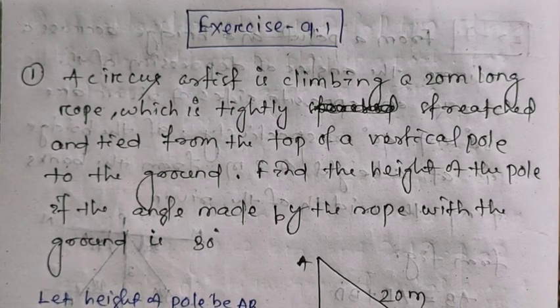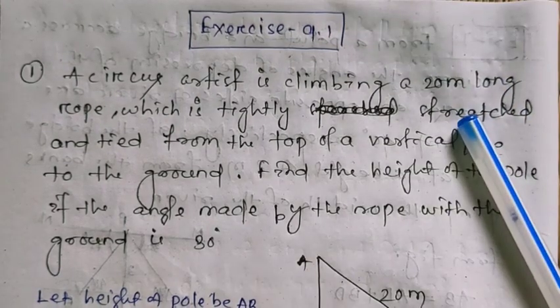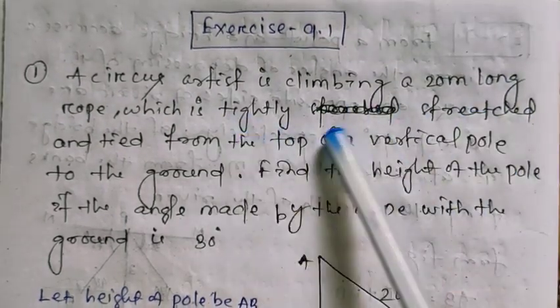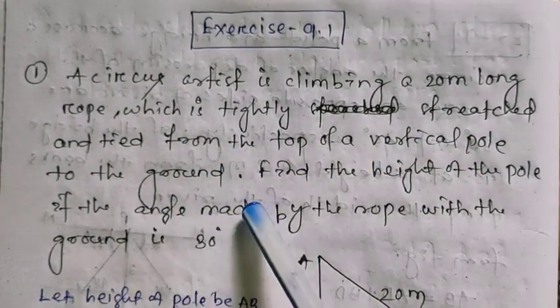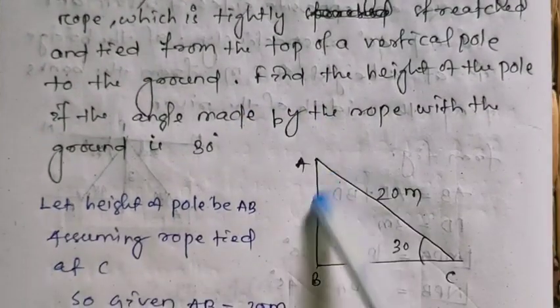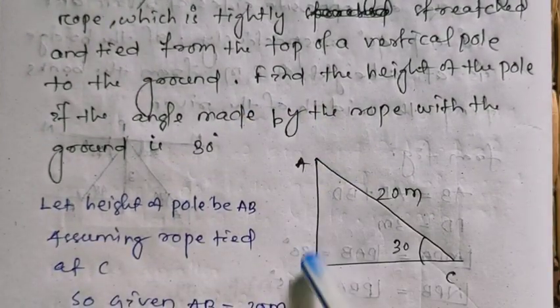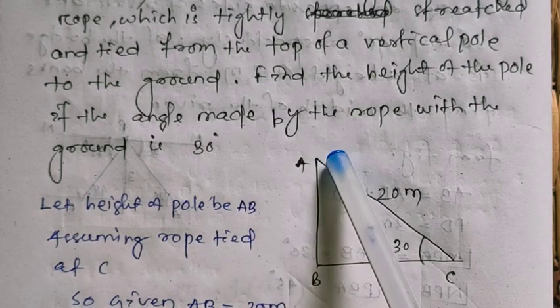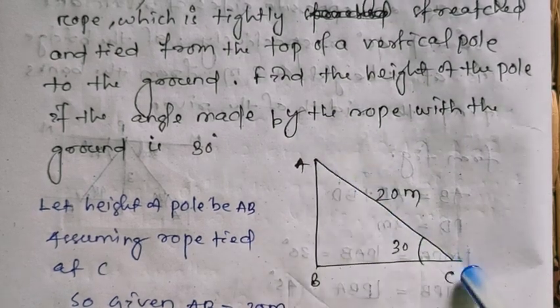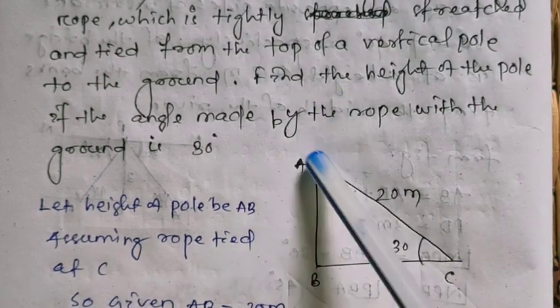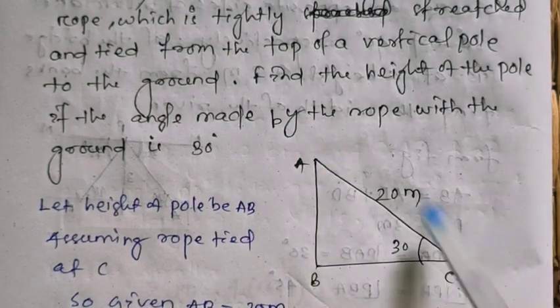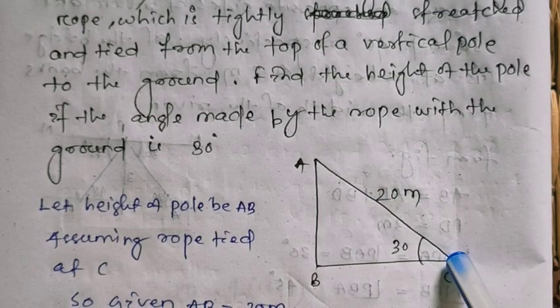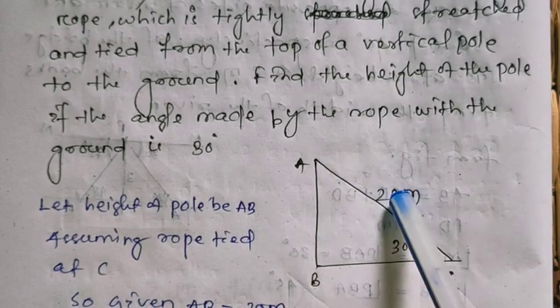Okay, here is the question number 1. A circus artist is climbing a 20-meter long rope which is tightly stretched and tied from the top of a vertical pole to the ground. So here let us consider AB is a pole, and an artist is climbing a 20-meter rope which is stretched from the top of the pole to the ground. The rope length is 20 meters.